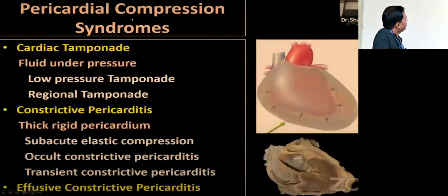So pericardial compression syndromes, cardiac tamponade and constrictive pericarditis, which we were talking about. One is fluid under pressure, and the other is a thick rigid pericardium. Cardiac tamponade can sometimes have an atypical presentation, like a low pressure tamponade or a regional tamponade. Constrictive pericarditis can also be atypical, like occult constrictive pericarditis and transient constrictive pericarditis, which will be self-limiting. And if you see constrictive pericarditis, there will also be some pericardial effusion.